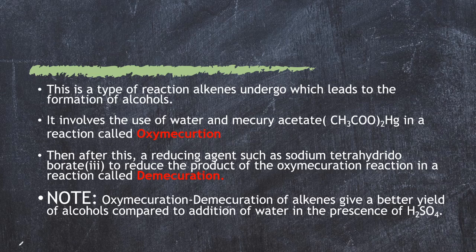But this reaction, this oxymercuration-demercuration reaction that we're actually looking at right now, gives better yield of alcohol than the previous reaction that we just talked about. So industrially, this reaction is better. That's just something that we need to note. Now I'm actually going to be talking about the mechanism of this reaction.